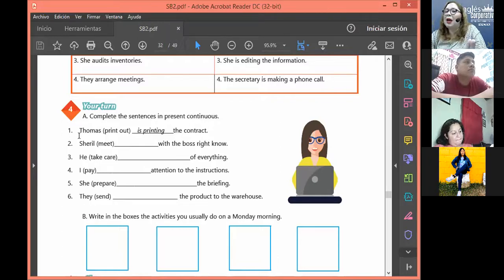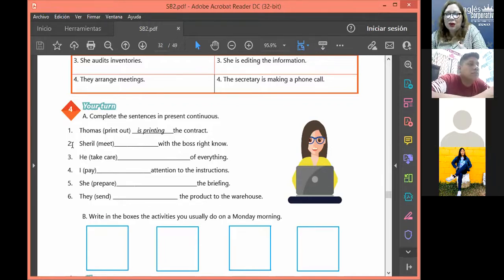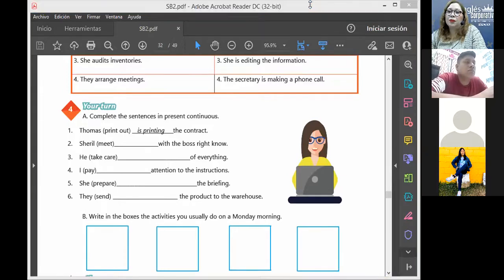What do we have to add over here? According to the subject, I have to write the correct be verb form and the ing verb form in the correct spelling, okay? So let's see number two. Cheryl meeting with the bus right now. Okay, what's missing over there? Is. Okay, great.